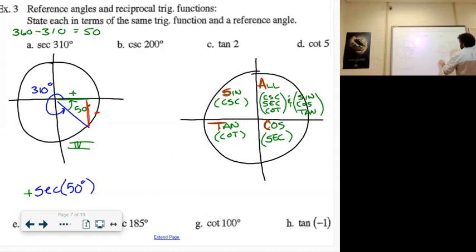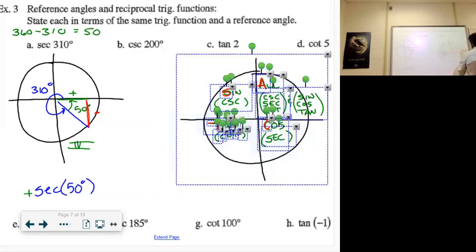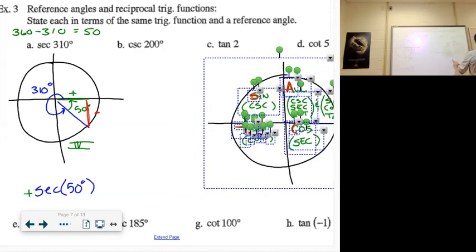Cosecant, on the other hand, let's take a look at that one. Move this out of the way slightly.